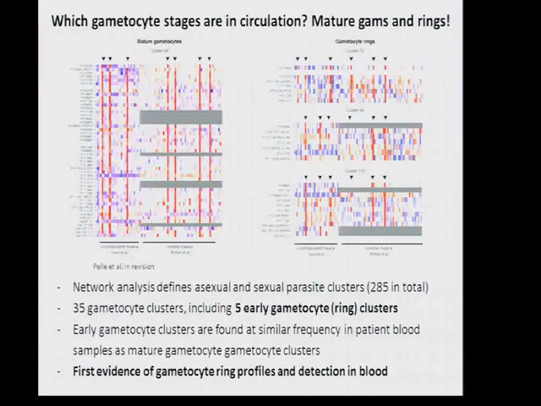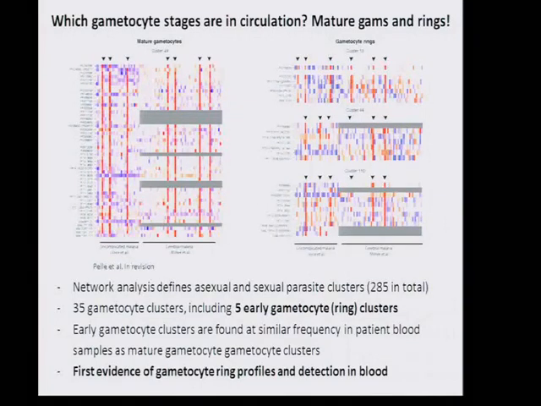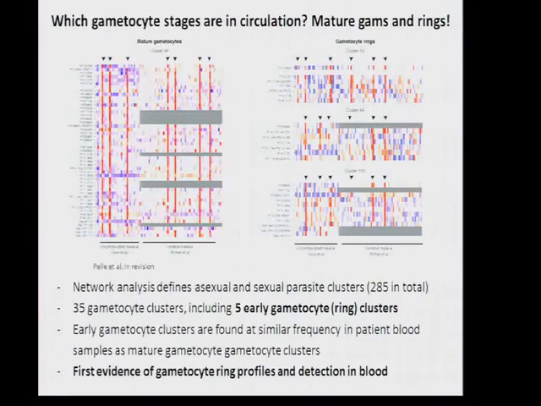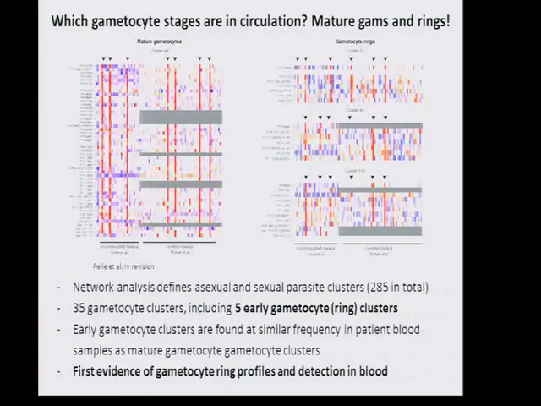3 different attributes. One, a recent study that we did to flow sort sexually committed schizonts. The second one, to look at co-expression of genes with a recently identified transcriptional switch, AP2-G, that is exclusively expressed in sexually committed schizonts and gametocyte rings. And then thirdly, a study that was recently published by Till Voss's group to look at gametocyte induction in the absence of a heterochromatin protein.